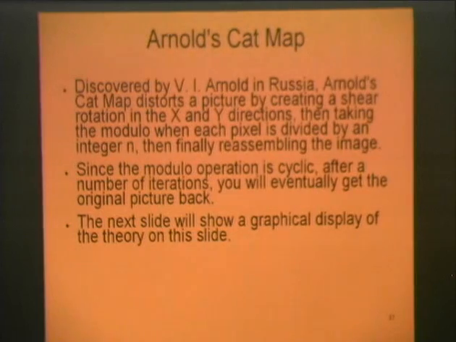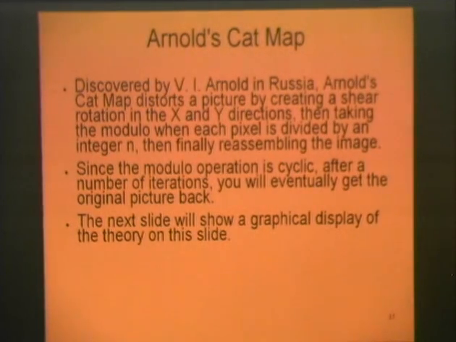Okay, and there's one other application. I haven't seen this in too many demos, but I could see it being a near future one. It's called Arnold's cat map. It was discovered by V.I. Arnold in Russia, and basically what you do is shear, or tilt, the X and Y direction panels of a picture, and then do a modulo division.